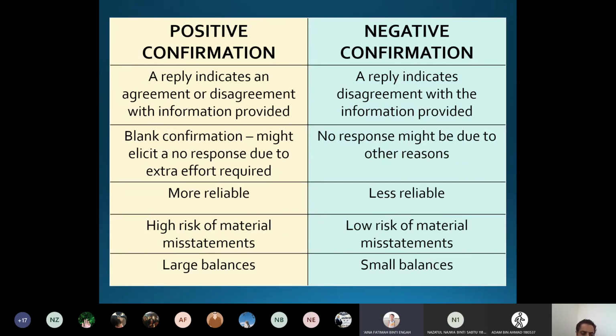Next is high risk of material misstatement. And negative is low risk of material misstatement. And next is large balances for positive, and negative confirmation for small balances. So we use the negative for small balances. For a big balance of account receivable, we send them positive confirmation.